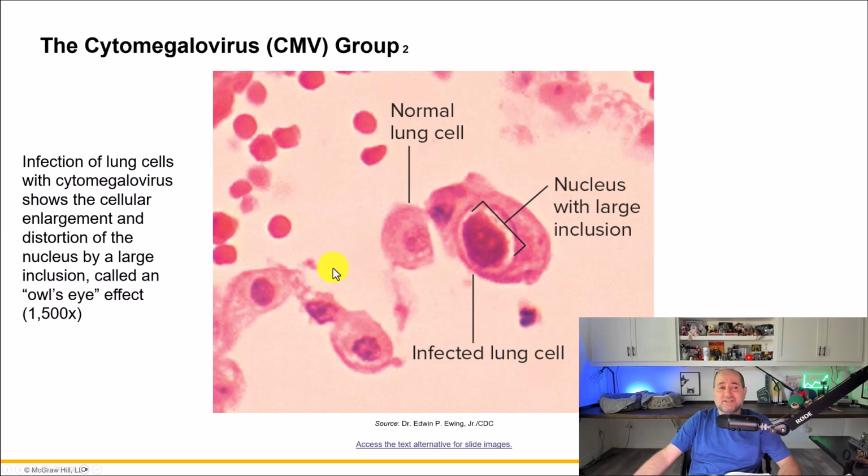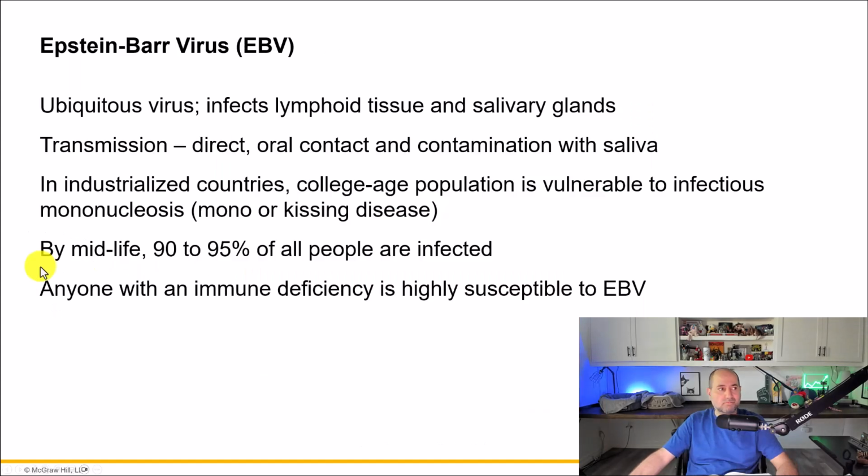Here you can see infection of lung cells with CMV, or cytomegalovirus, showing cellular enlargement and distortion of the nucleus by a large inclusion called the owl's eye. See, this right here is that large inclusion of the giant cell forming the owl's eye, which is a telltale sign of this CMV infection.